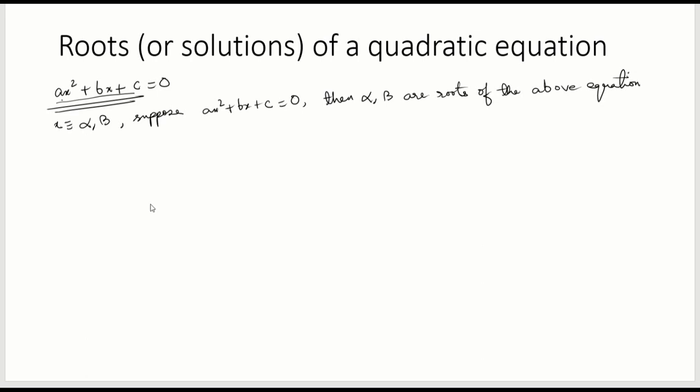Now let's see an example. Let's understand this concept a little with an example. Let's say x squared minus 7x plus 12 equals 0. Let's take this example.